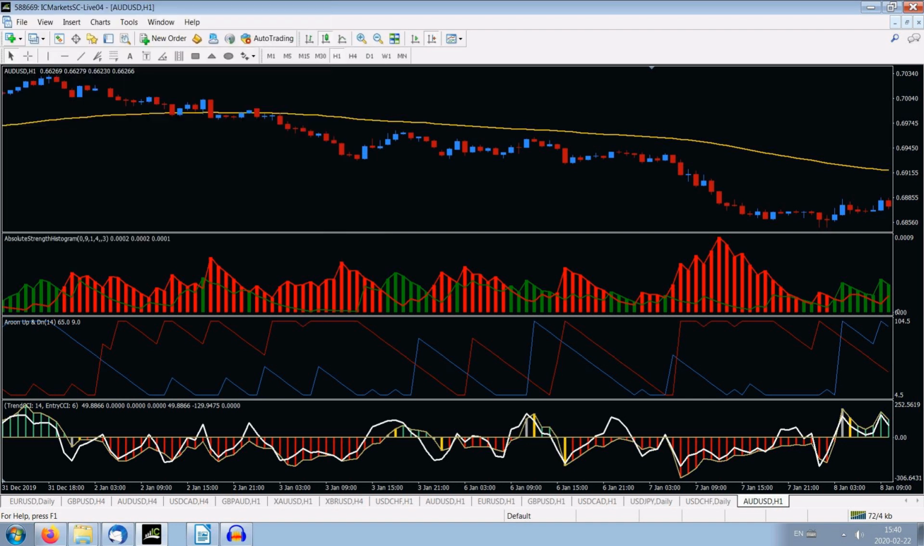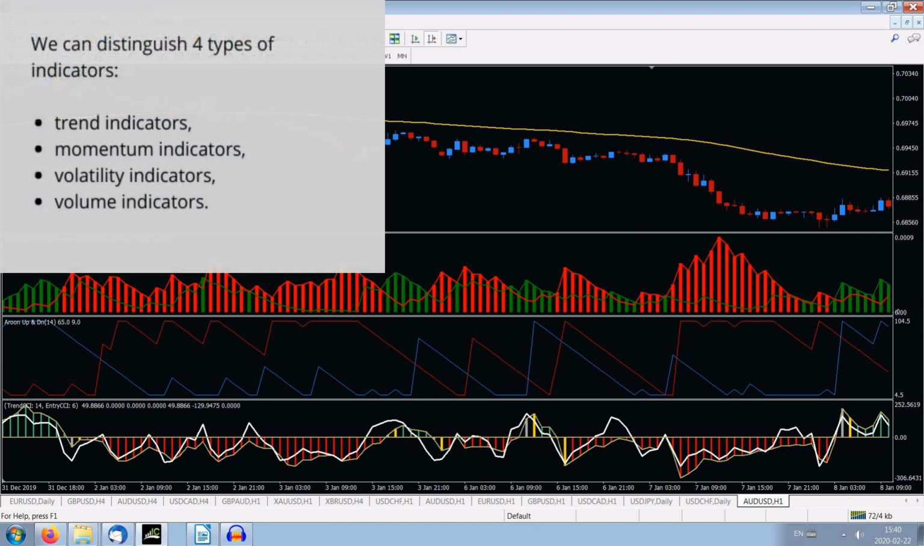Indicators for both categories belong to one of the following types: trend indicators, momentum indicators, volatility indicators, or volume indicators. So there's 4 categories of indicators.